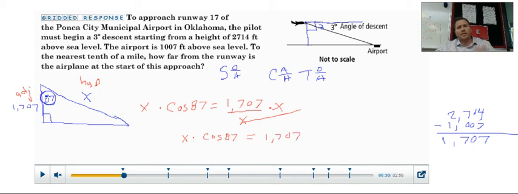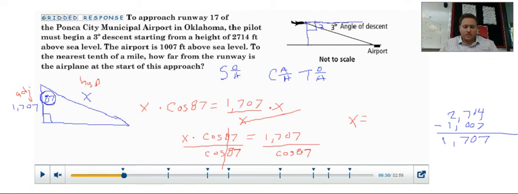Alright, well I want that x to be all by itself. So what do I need to do? I need to divide by cosine 87. So that way those are gone. And what I do to one side, I do to the other side. And so now I have that x all by itself. This is going to give me x equals 1,707 divided by cosine 87.